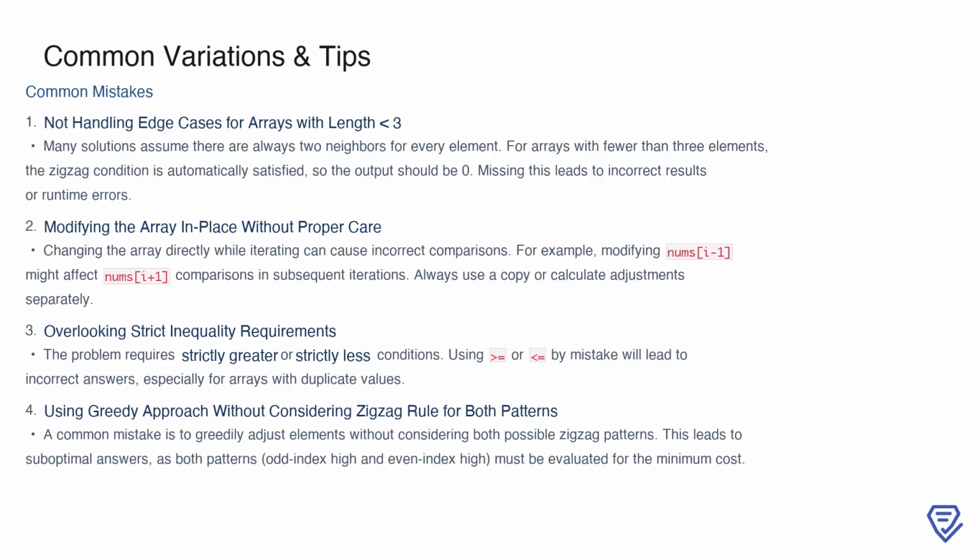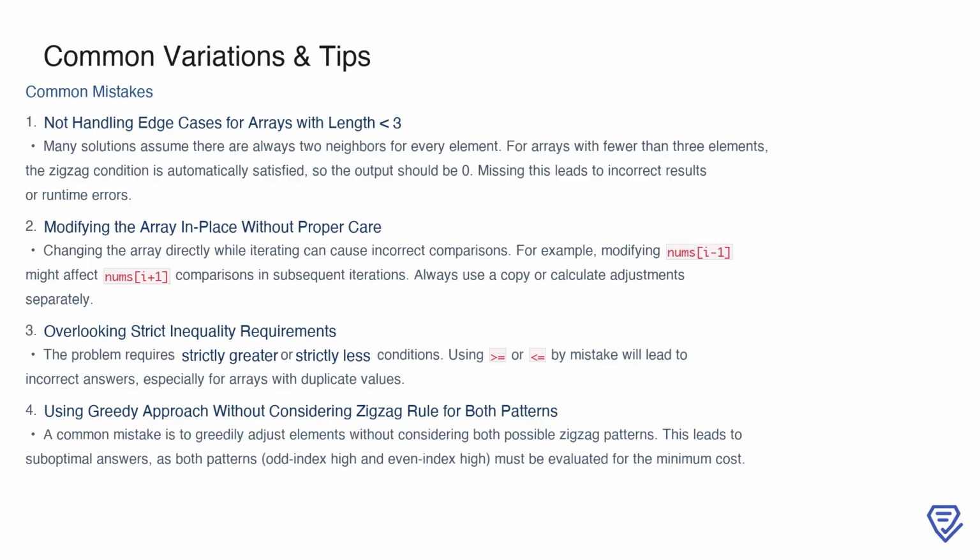Next, modifying the array in place without proper care can cause issues. For example, if you adjust nums[i-1] while iterating, it might affect comparisons with nums[i+1] later. To avoid this, always use a copy or calculate adjustments separately.